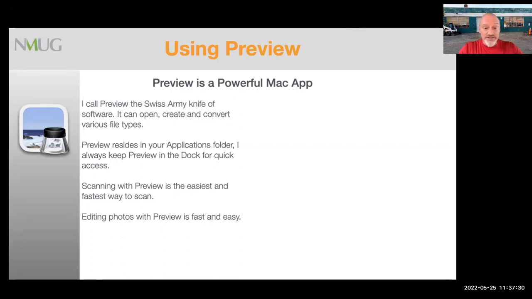Scanning with Preview is the easiest and fastest way to scan. So depending on your method of scanning, with 2 or 3 clicks, you can scan in Preview without using any third-party software, any buttons on the scanner, and you can do it directly from your computer, and I'll review that. And we'll talk about how to edit photos with Preview, which is fast and easy. It's not a full photo editor like Photoshop, but it does have some very useful tools that we'll review today.